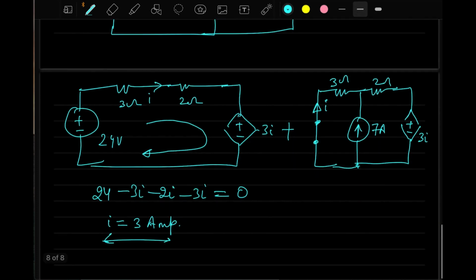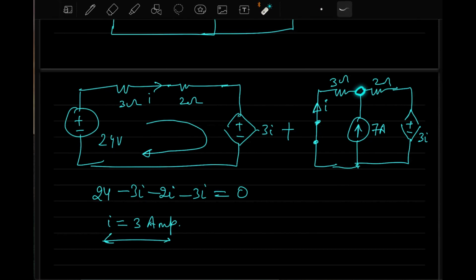I normally prefer here, like in this situation, what is the best way of solving it? Can anyone tell from the earlier methods that we have done? Sir, nodal analysis. Right, good. Nodal analysis. So that's the best way of doing it.